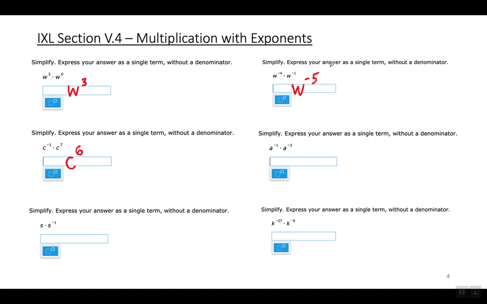By the way, going back to this one, look at the directions. In case you're confused as to how we should write this answer, it says express your answer as a single term without a denominator. They do not want us to write it like this, because as we learned in a previous IXL with negative exponents, if I get rid of the negative sign in the exponent, I would write it like this. But for this question, if you look at the directions, they don't want you to write a fraction. They just want you to write it like this, okay?